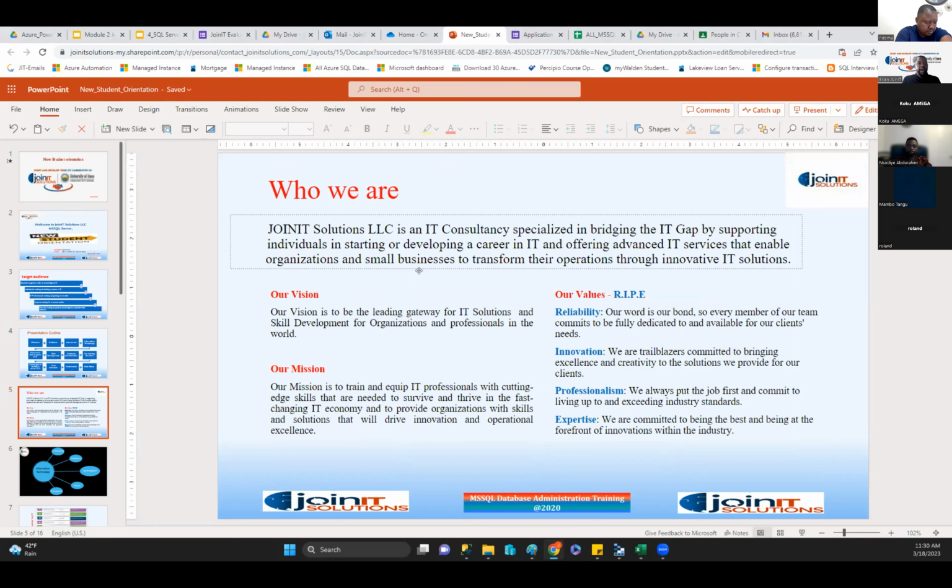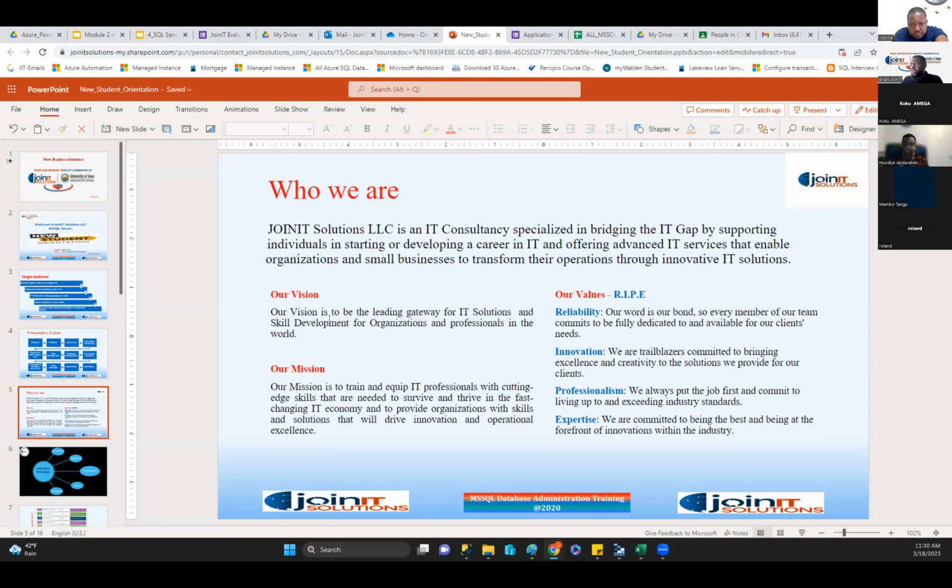Let us look at who we are. It is important that you understand who JoinIT is. JoinIT is an IT consultancy specialized in bridging the gap by helping individuals to start and develop a career in IT, and also offering advanced services to companies. We don't just teach, we also offer IT services, right? Companies looking at migrating to the cloud, having someone manage their databases, or developing their website, and companies looking at training. We also offer training at the company's level, okay?